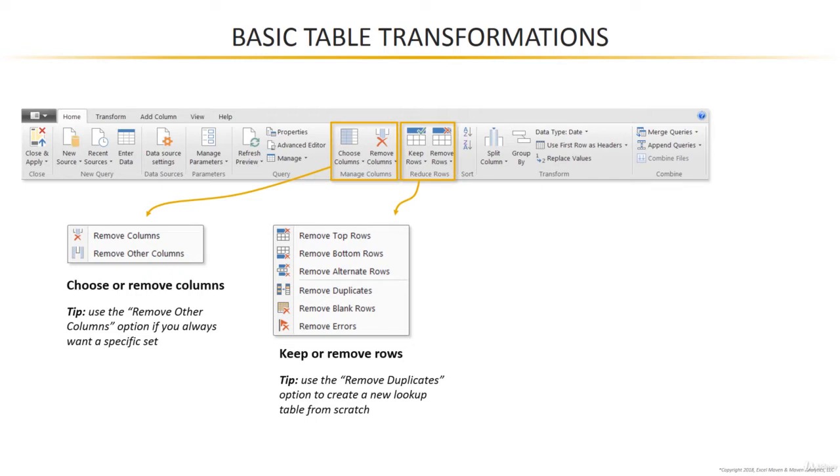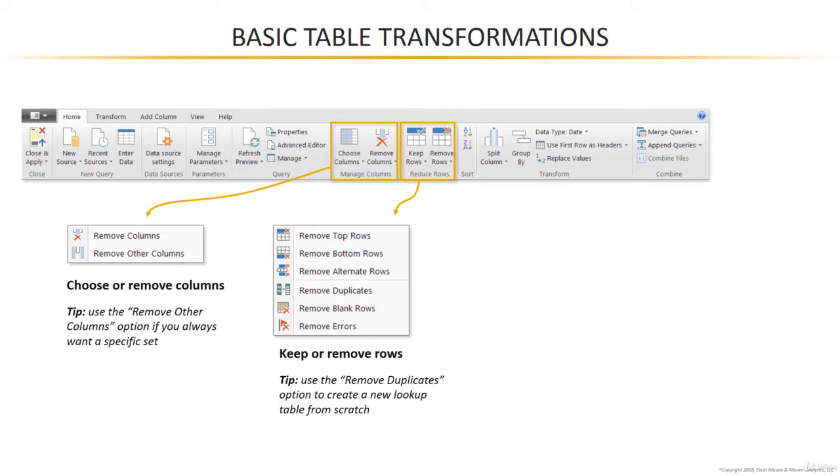On the other hand, if you select the 5 that you always want and you say, hey, Power BI, these are the 5 columns I need, anything else that you find in the table, remove it, then you'll be good to go moving forward. So it's a bit of a nuance, but actually a really helpful tool when you need to do something like that. As far as the rows are concerned, you've got some basic options here.